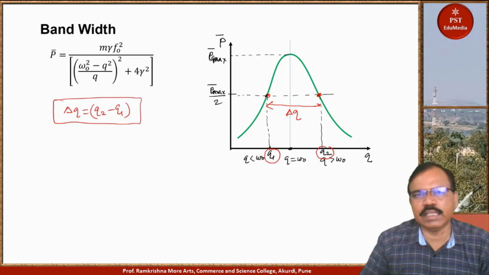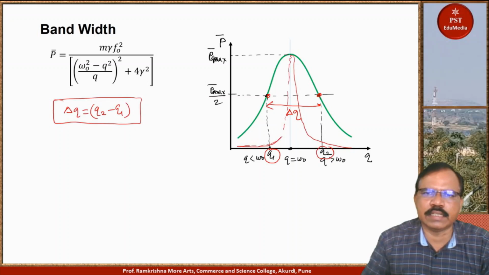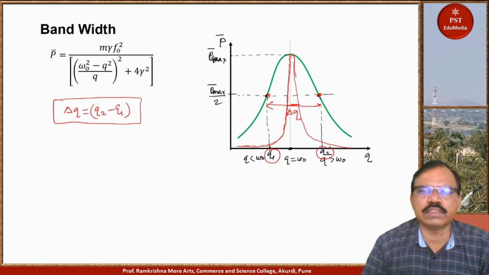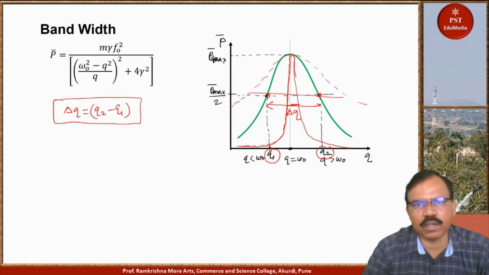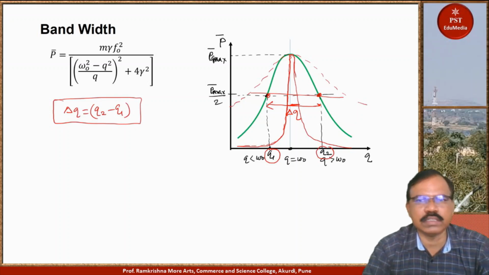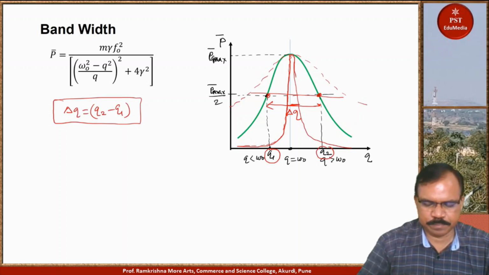Now for some forced oscillations, you may get a graph like this. Generally in radio receiver circuits, you will get a graph like this, where the bandwidth is very small. Such a resonance is called sharp resonance. You may have a graph like this, which is called flat resonance. Bandwidth is very important in forced oscillation, that we will see in the next lecture. So this is about bandwidth.